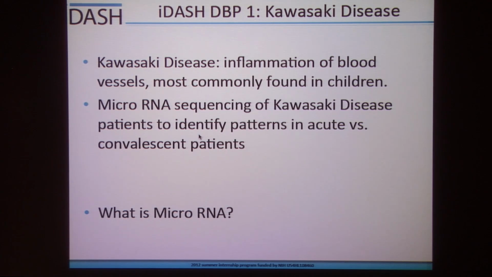So for IDASH, one of the driving biological projects is Kawasaki disease. Of course, Dr. Jane Burns and Dr. Chisato Shimizu have been doing extensive research here at UCSD for this disease. But just a small background, it is the inflammation of blood vessels, and it's a disease most commonly found in children. So the research that Dr. Burns and Dr. Shimizu have been conducting is looking at microRNA sequencing of Kawasaki disease patients to identify patterns in acute versus convalescent patients. So what exactly is microRNA?